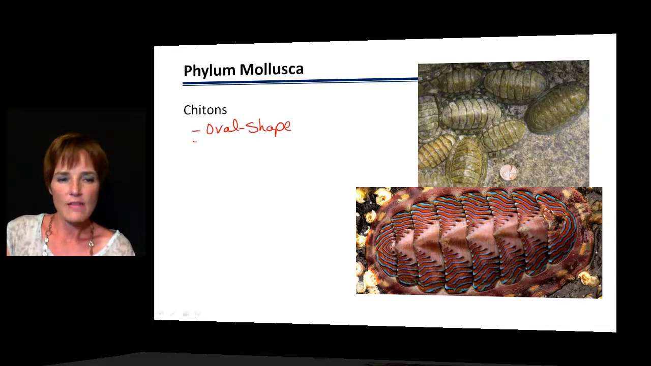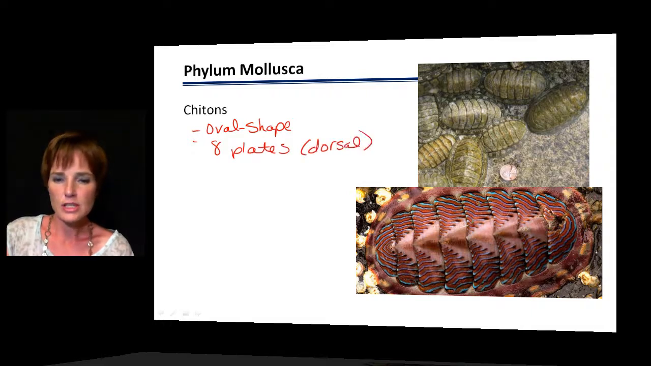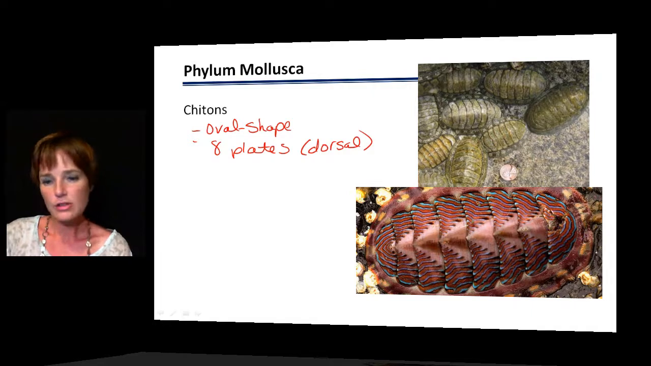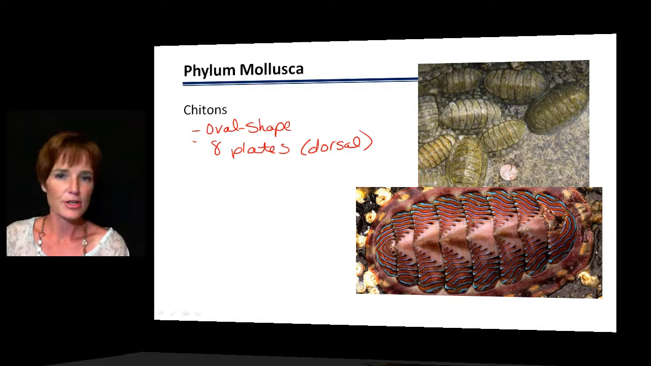They always have 8 plates. And these are dorsal plates, so these are going to be found on the top of them. And if you count the plates on the examples in this slide, you can see that all of these little chitons do have 8 plates to them. They tend to cling to rocks at low tide, and they're quite well represented in the fossil record.